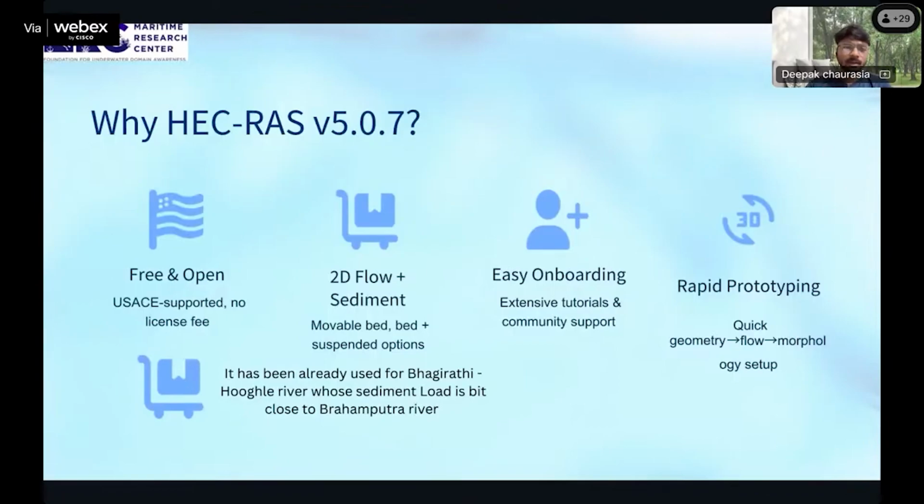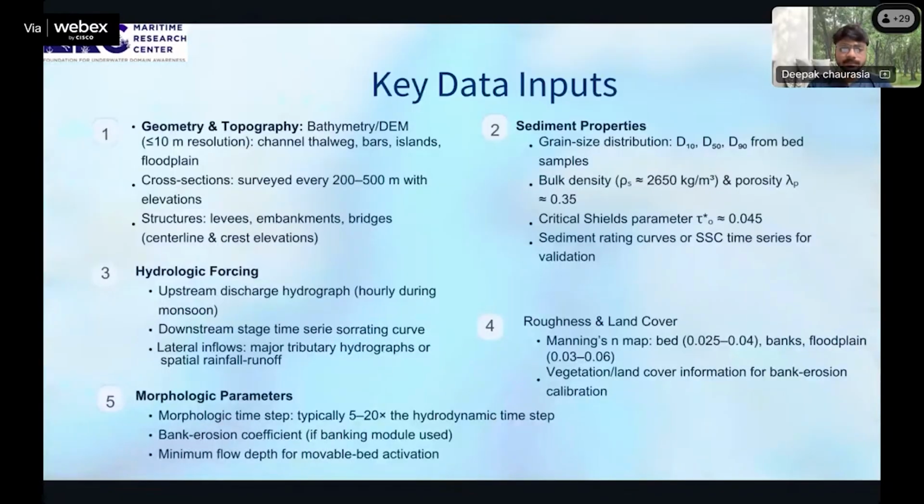The HEC-RAS model is of course free and open source, license free, and we are comparing 2D sediment modeling, 2D modeling of the flow of a river, not 1D. Easy onboarding, prototyping and tweaking are also easy for the HEC-RAS model. It has already been used on the Hooghly River, but that was 1D, and we are using 2D so that we can capture more for the Brahmaputra case.